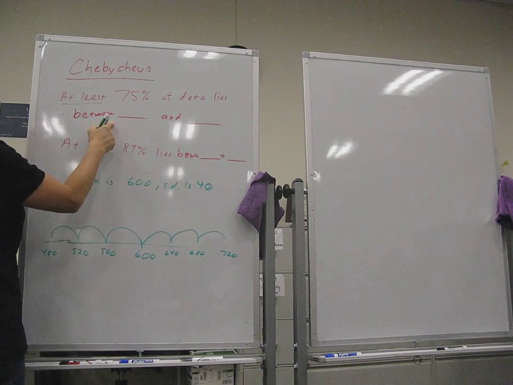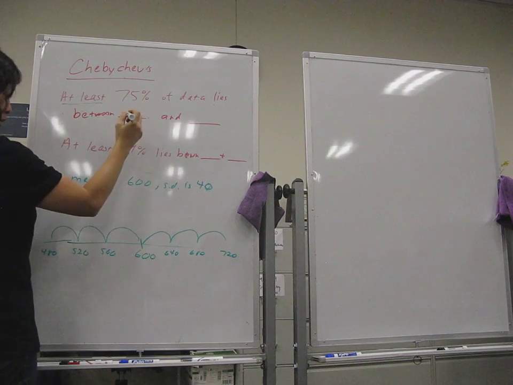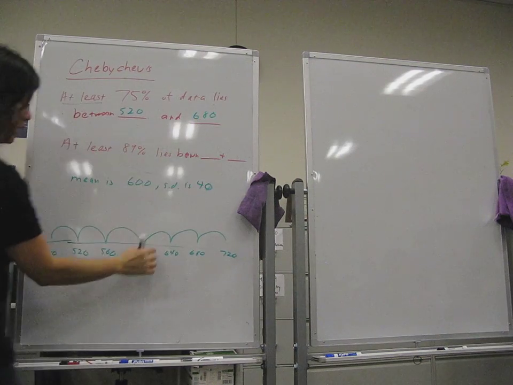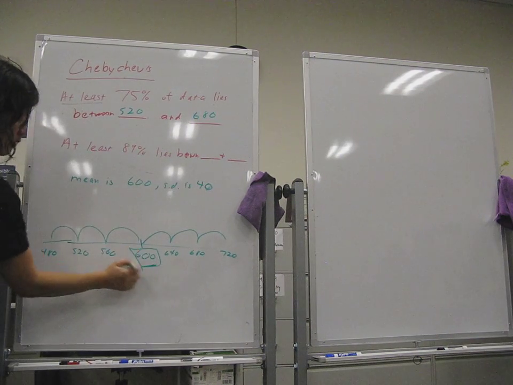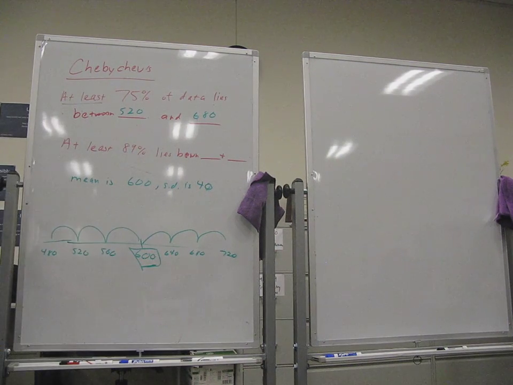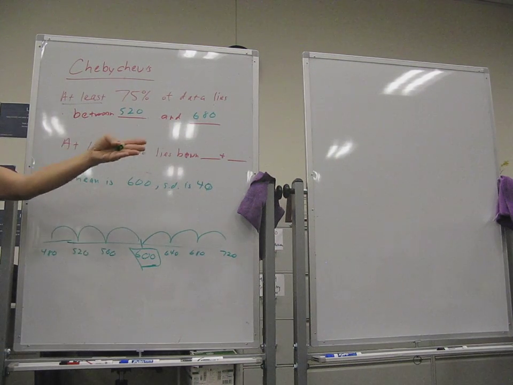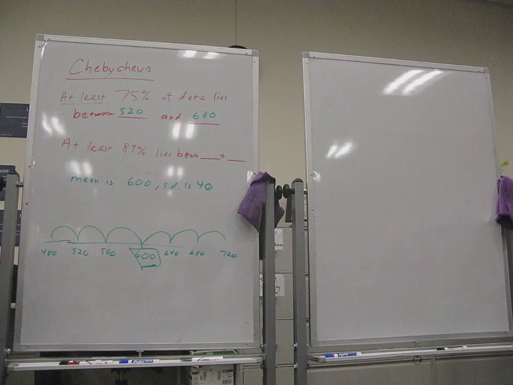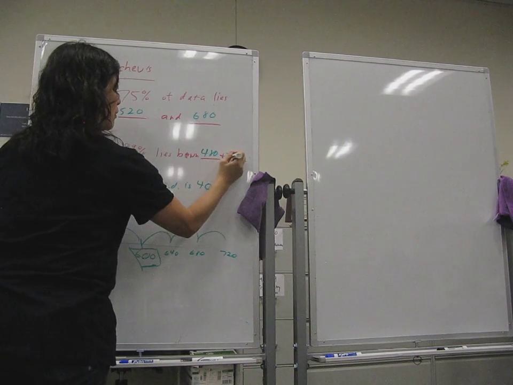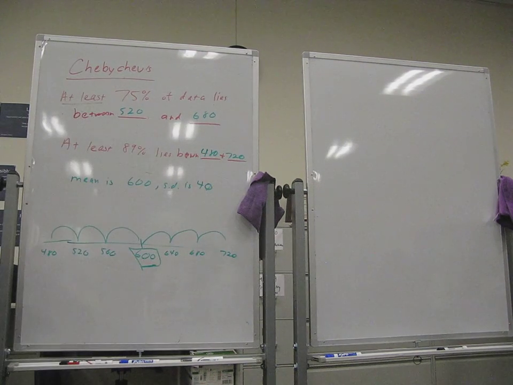So what did you say, Jay? Between 520 and 680. Right. From the mean, two this way and two that way. At least 89% lies between, Andre? 480 and 720. Great.